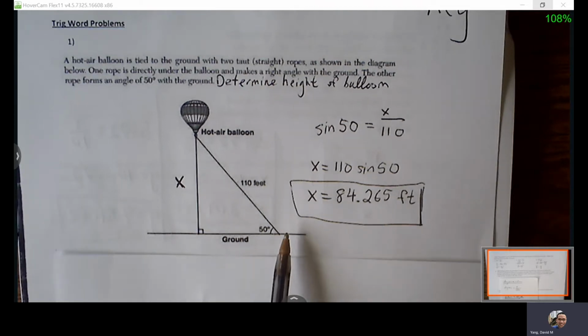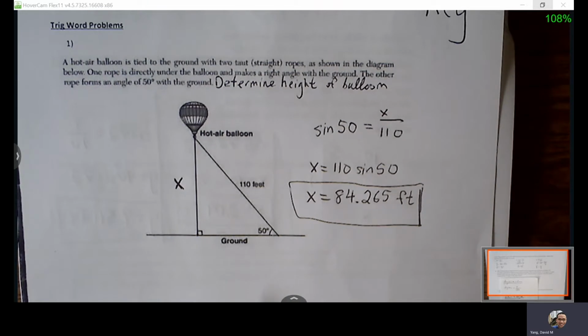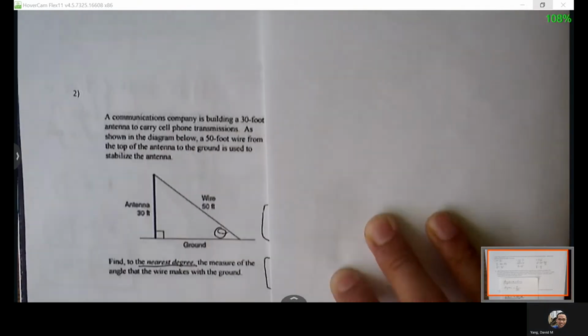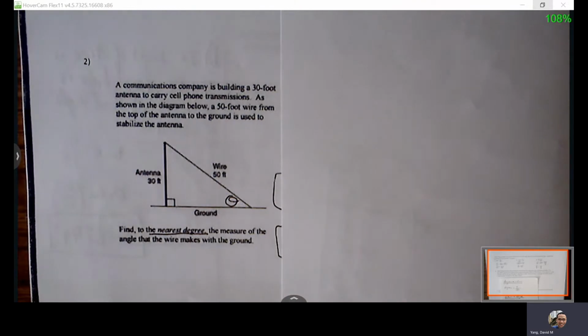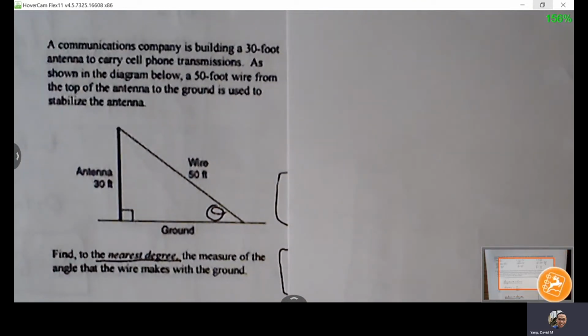Okay, any questions with number 1? Okay, number 2. A communication company is building a 30-foot antenna to carry cell phone transmission. As shown in the diagram below, a 50-foot wire from the top of the antenna to the ground is used to stabilize the antenna. Find the measure of the angle that the wire makes with the ground.